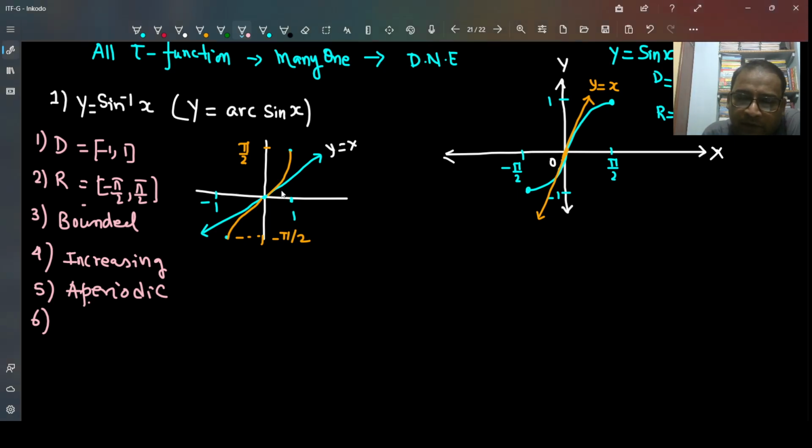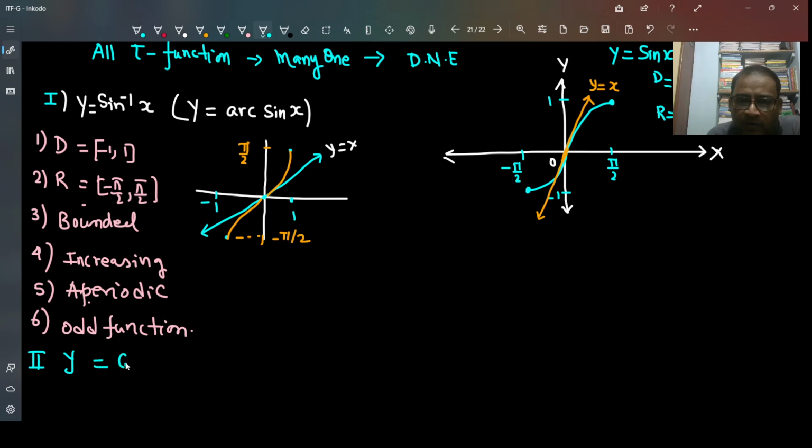If you move along the curve, whatever value you take here, the same value you will get in the third quadrant. That means we can say that it is an odd function. With respect to the origin, it is symmetric. It is an odd function. So these 6 points you have to remember about sine inverse x. Now coming to the next function. Next is cos inverse x.